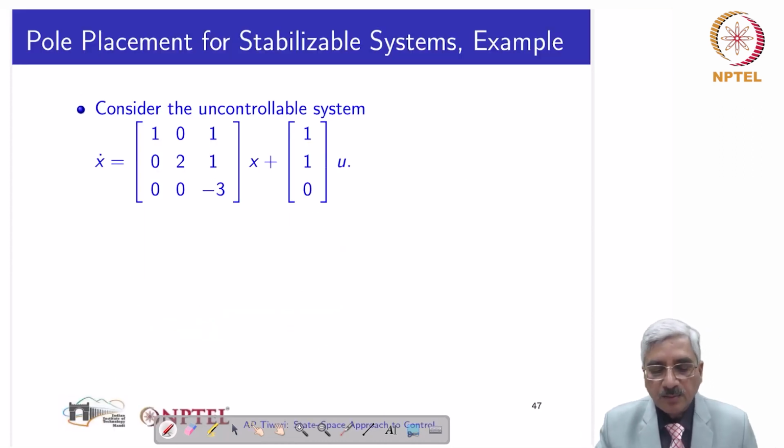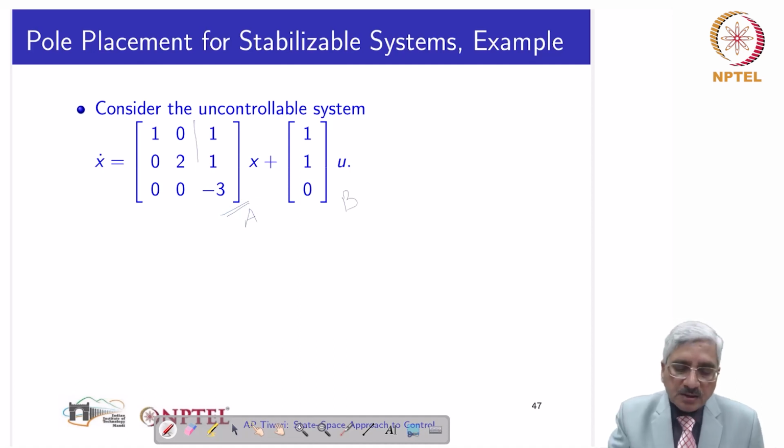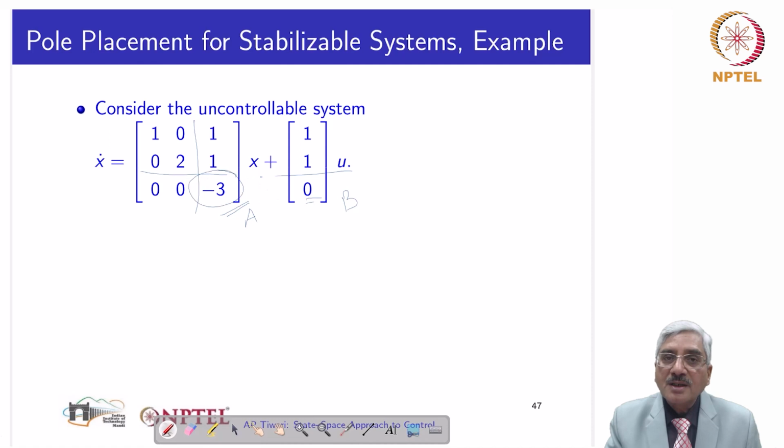We see with the help of this example, we have this uncontrollable system, this has A matrix, this has B matrix. Now it is easy to see that this uncontrollable part is separated, corresponding element in B matrix is 0, and that is how it is uncontrollable.